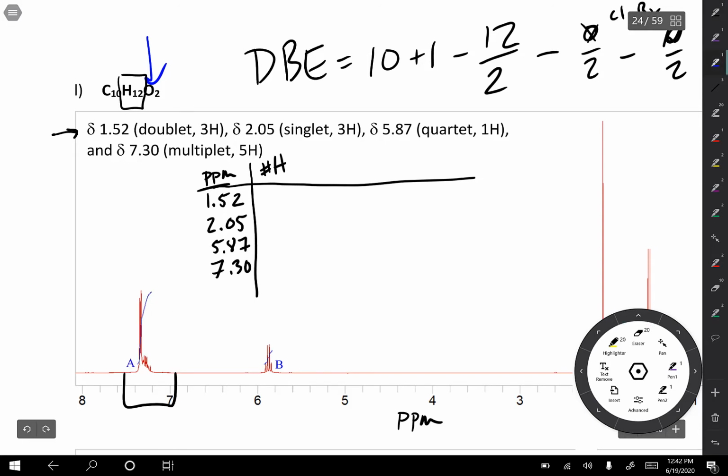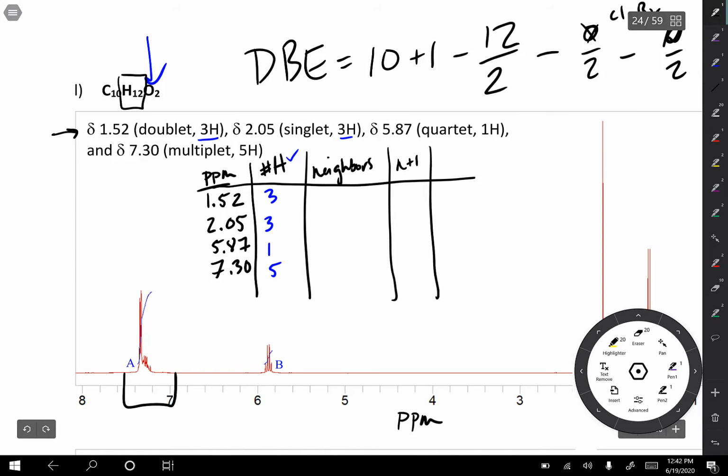Okay, number of protons. Let's look here. It's listed 3, 1, and 5. 6 plus 1 is 7, plus 5 is 12. We're good. Now I also want to list, I'm going to put the number of neighbors, okay? I don't know this right now, but I will.